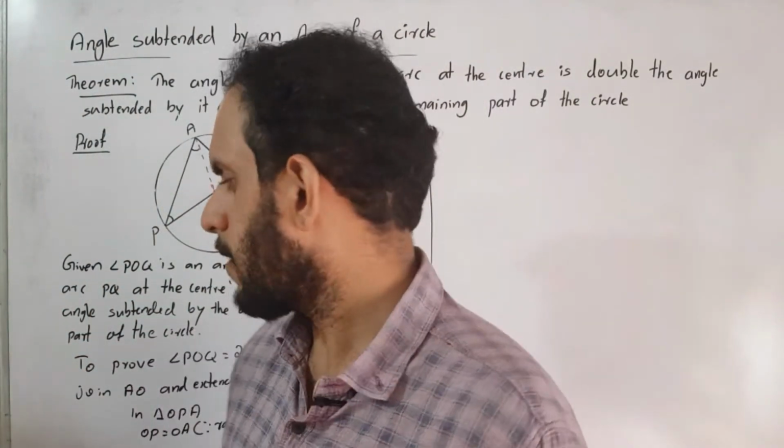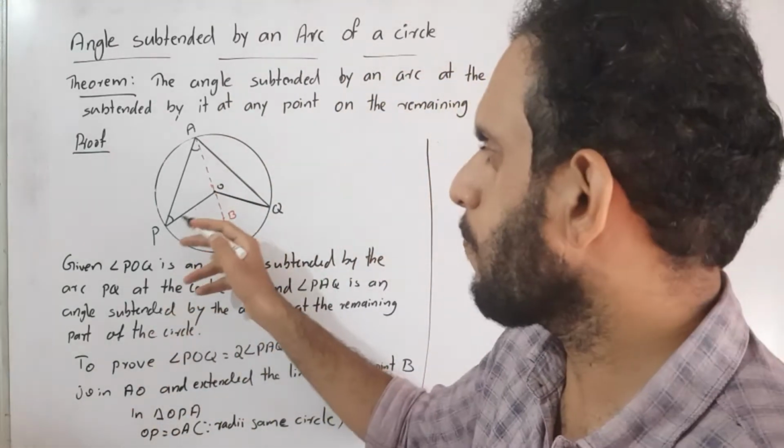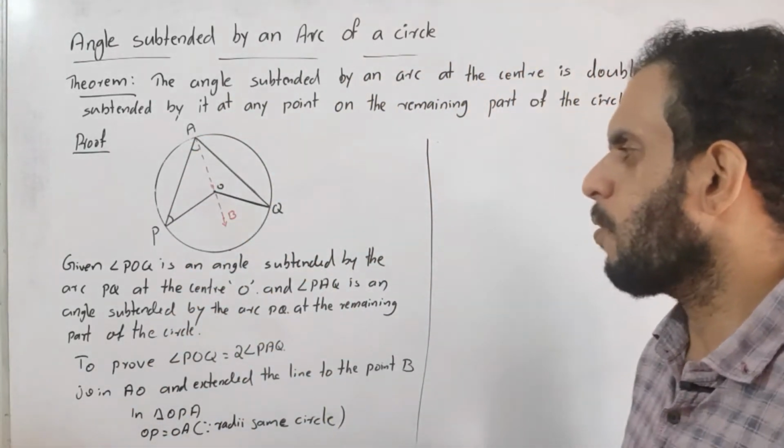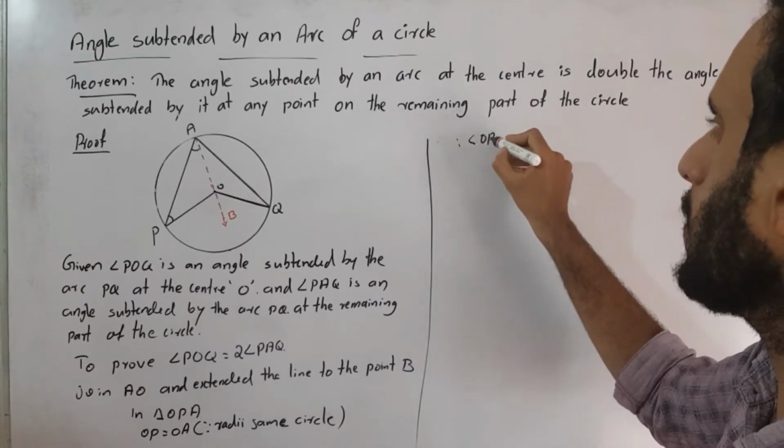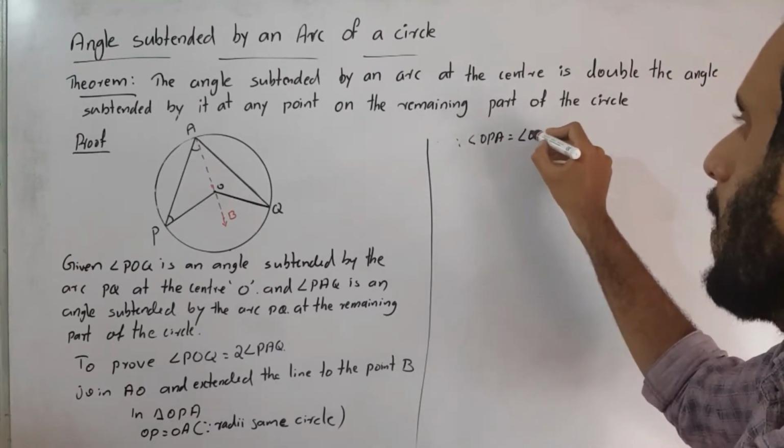Correct? Here we get that the two sides are equal, so triangle OPA is an isosceles triangle. Then it's possible to write, therefore angle OPA is equal to angle OAP.